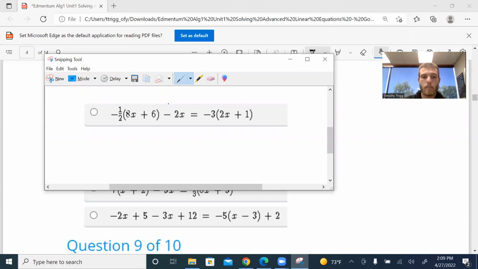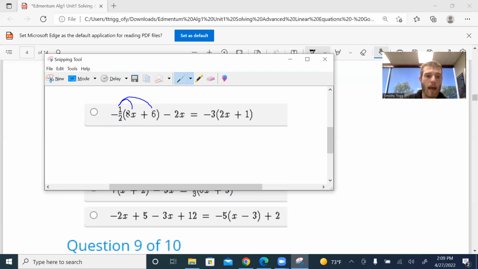What do we do first? Well, some of you might be saying, we should multiply by 2 to get rid of this fraction. And indeed, you could do that. But in this case, we're not going to do that, because when we distribute this 1/2, the fraction will take care of itself. And you'll see why.